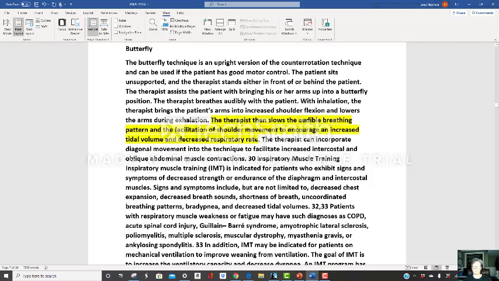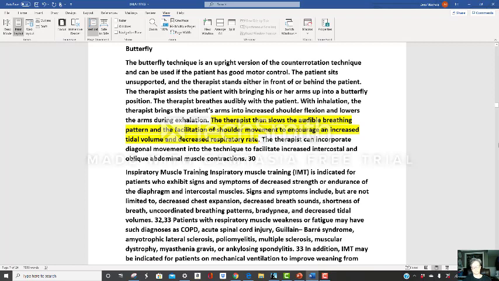Inspiratory muscle training, IMT, is indicated for patients who exhibit signs and symptoms of decreased strength or endurance of the diaphragm and intercostal muscles.